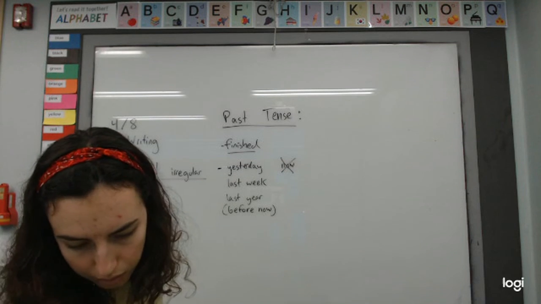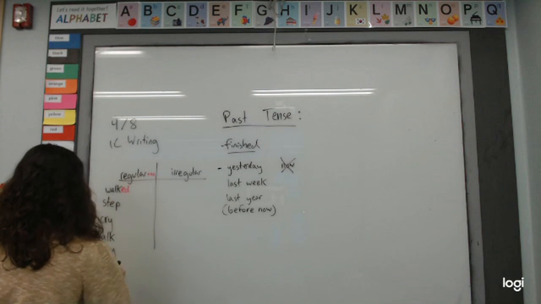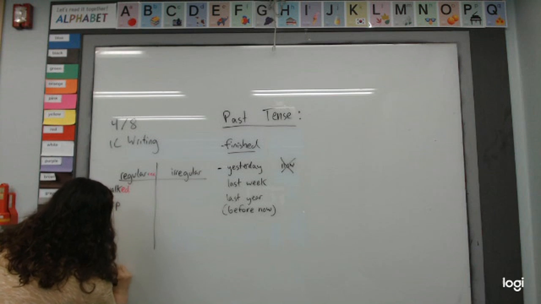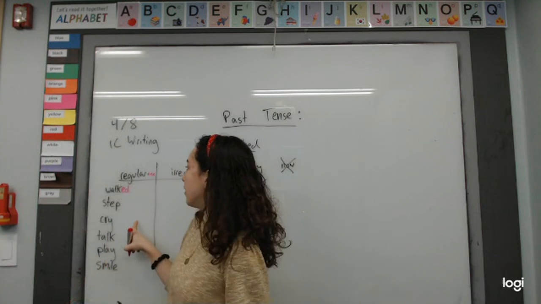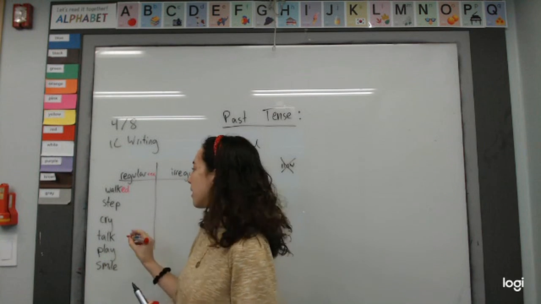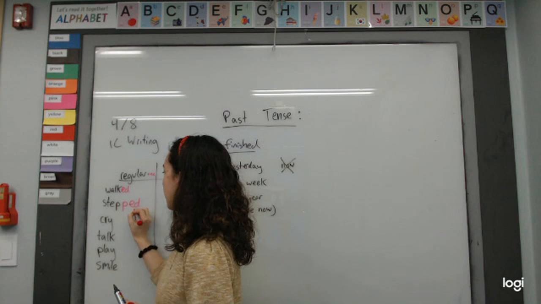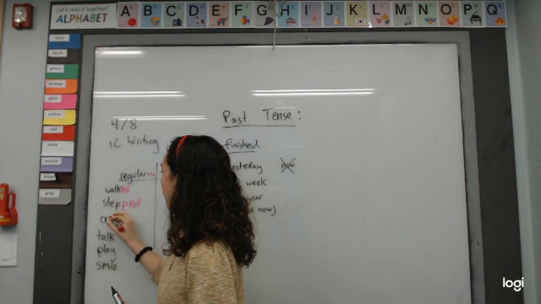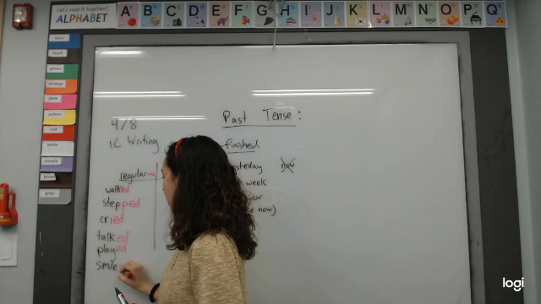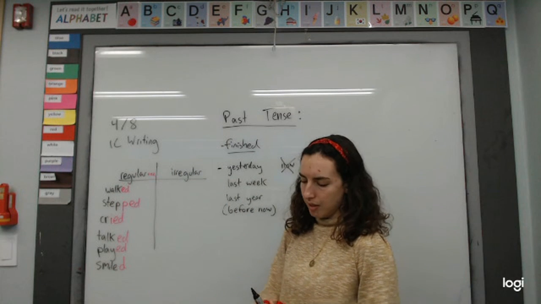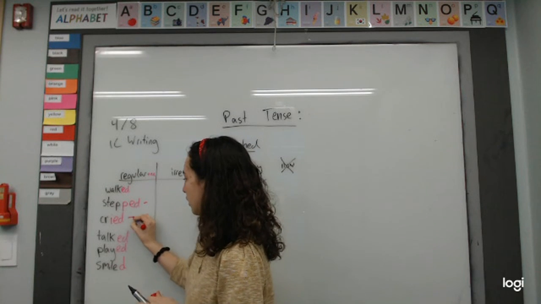What other regular past tense words do we have today? Okay, so when we have regular past tense, all we need to do is take the present tense word and put ed. And then we have a few spelling changes. So stop, we can put two P's. Cry, change the Y to I, and ed. Talk plus ed, and smile, just D. We don't need two D's. So all regular past tense, we just have ed with a few spelling changes. Okay?